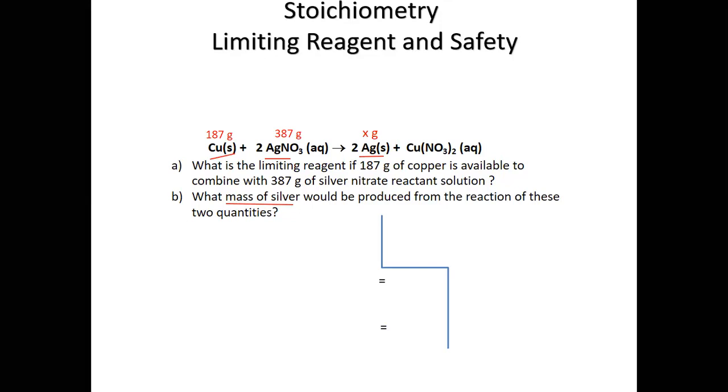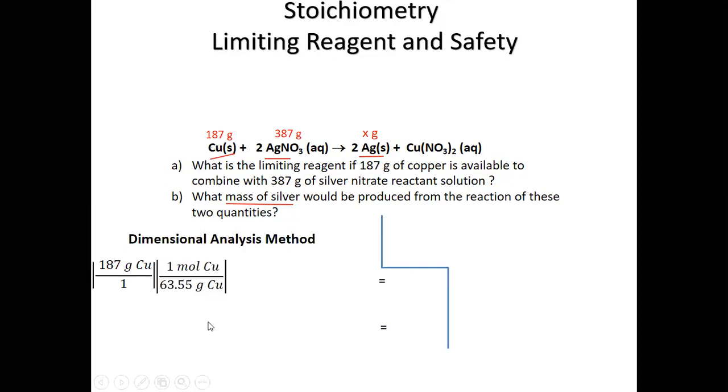So recall that we're trying to produce the gram amount of silver, the mass of silver. So we're going to start with our dimensional analysis method. 187 grams, that's the given quantity of copper. We're going to turn that into a mole amount of copper. So the molar mass for copper, right from the periodic table, bada bing, we got a mole amount of copper.